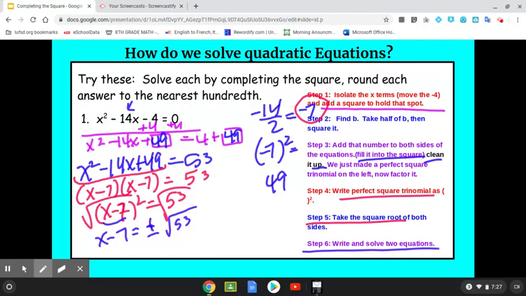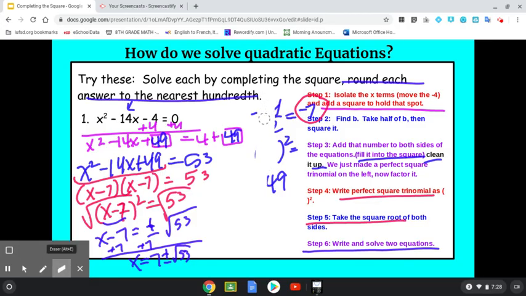All right, and then our last step is to write and solve both of those equations. What that means is just add 7 to both sides. So we get x equals 7 plus or minus radical 53. Now, when you go back to the instructions, it tells us to round our answer to the nearest hundredth. So I'm going to erase this stuff here because I need room, and we're going to set it up.